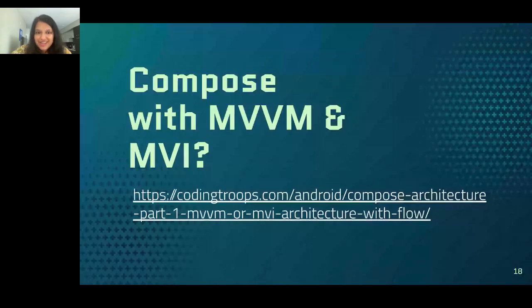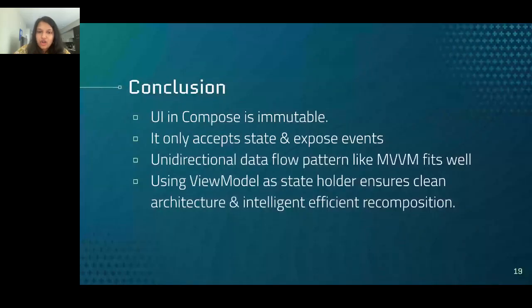So to summarize everything, we know that the UI in Compose is immutable. Once it is drawn, there is no way to update it. Instead, what you control is the state of the UI, because once the state changes, Compose recomposes itself and updates the parts that have changed. So composable functions accept only state and expose events. Because of this, a unidirectional data flow pattern integrates seamlessly with Jetpack Compose.